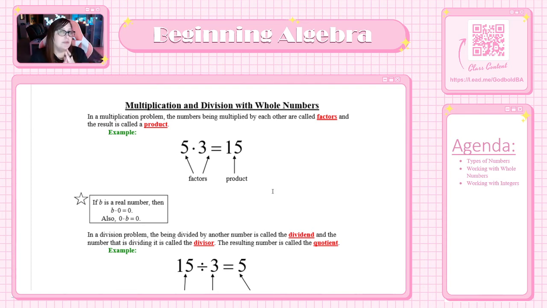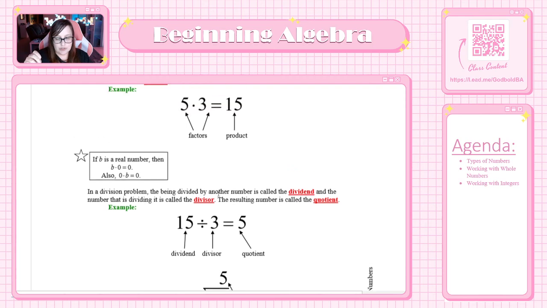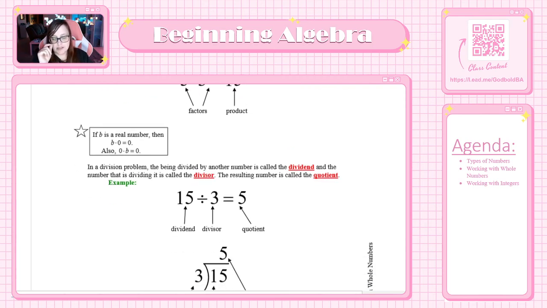Two numbers that are multiplied to each other are called factors, and the result is called the product, okay? So the product of 5 and 3 is 15. When it comes to, and I'll do that thing with the little box on it in a second.